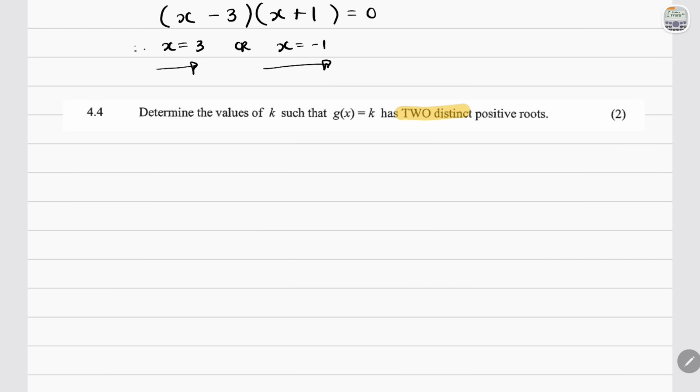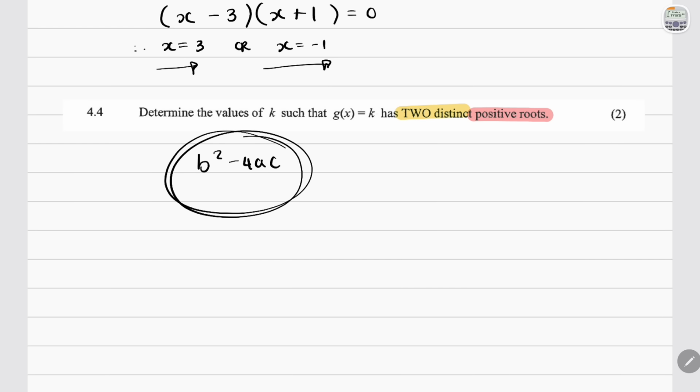So they say two distinct, and then the roots have to be positive, okay? They have to be positive. With the discriminant, when we work with b squared minus 4ac, this can manipulate the type of roots. You can show them the different types of roots that you can get. You can get, for example, equal roots.